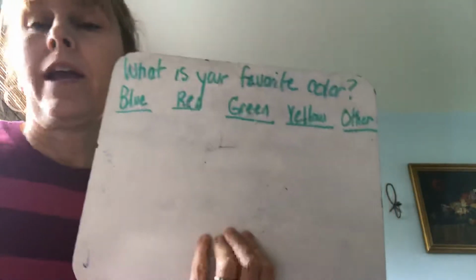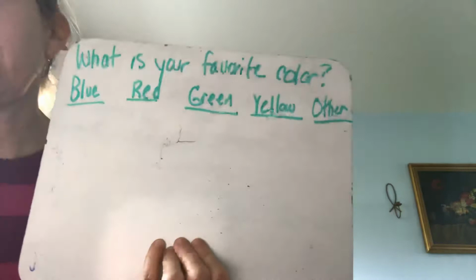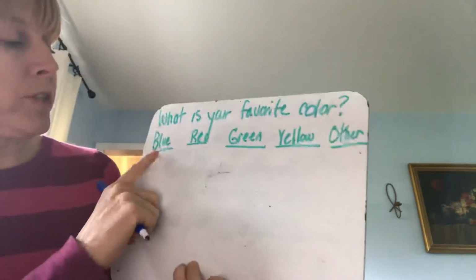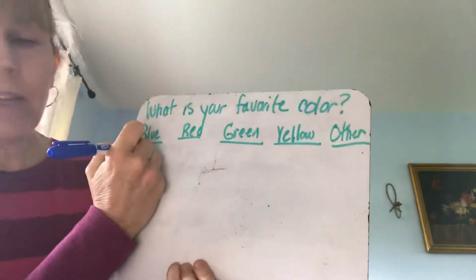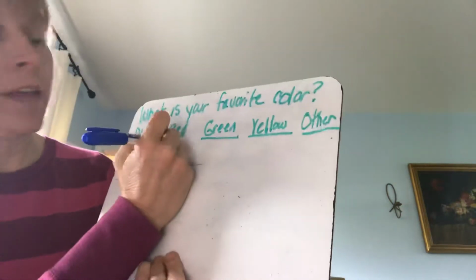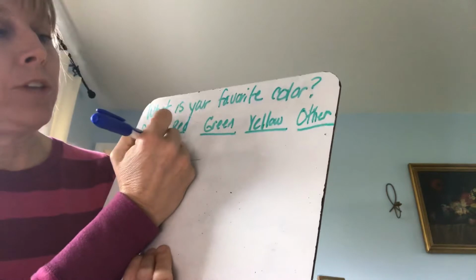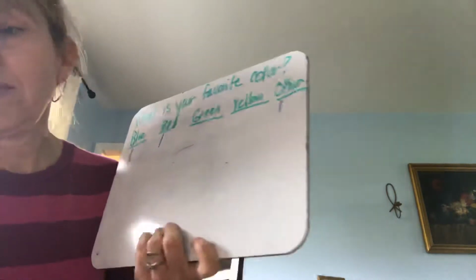I'm going to do a pretend survey with my class. Let's say I'm standing in front of you, and what is your favorite color? I'm just going to kind of make guesses. So my choices are blue, red, green, yellow, and other. I think Amari likes blue. I think Naziah likes red. I think Jonah likes another color. He said, no, I don't like any of those.